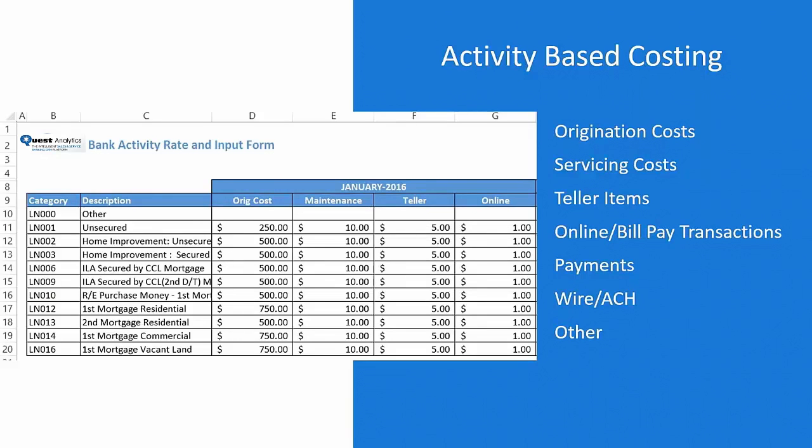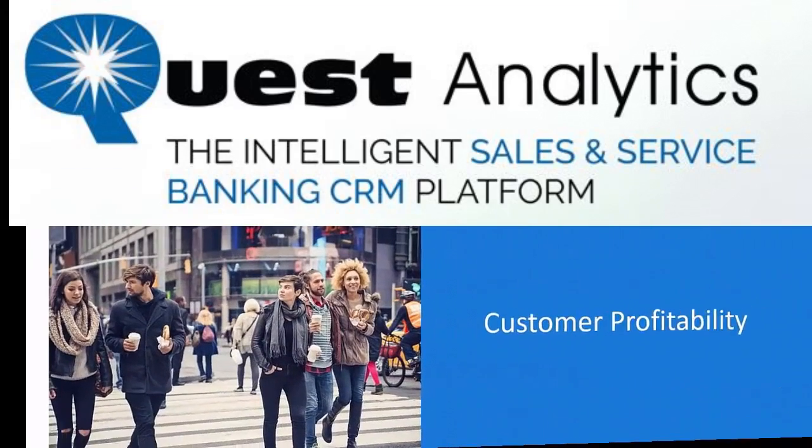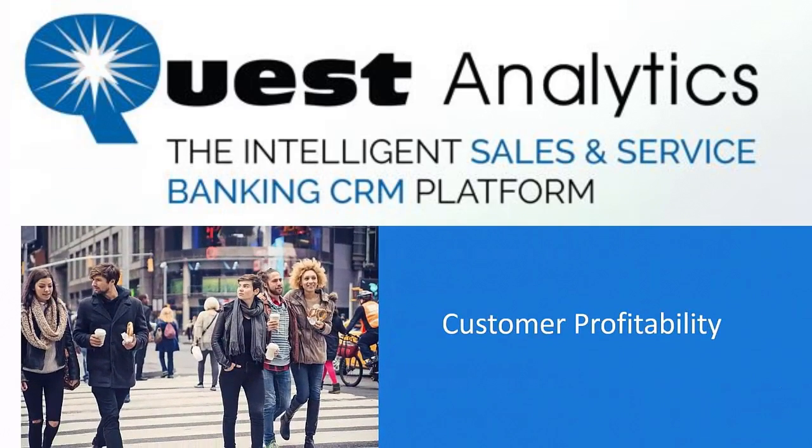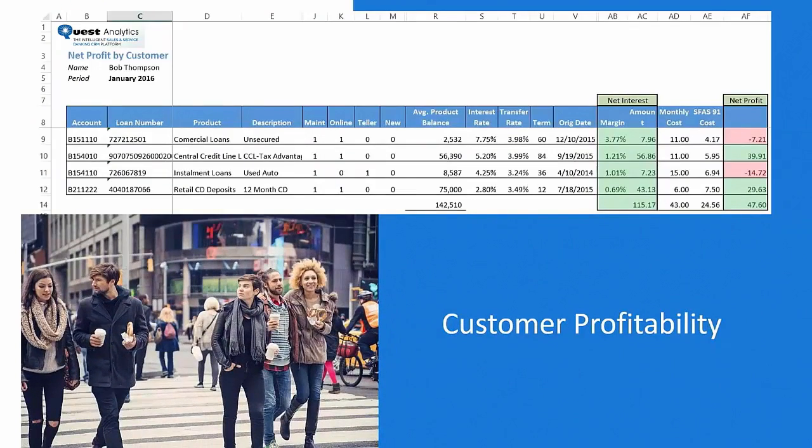So you've taken care of the net interest margin with funds transfer pricing, and the servicing costs. Obviously, you should be able to track all the fees and service charges. And then when you add it up, here's an example of net profit by customer. How is this customer, Bob Thompson, doing for January? He's got 4 instruments with us: a commercial loan, a home equity loan, an installment loan, borrowing a lot of money from us. But good thing he's got a lot of money with us in CDs as well.